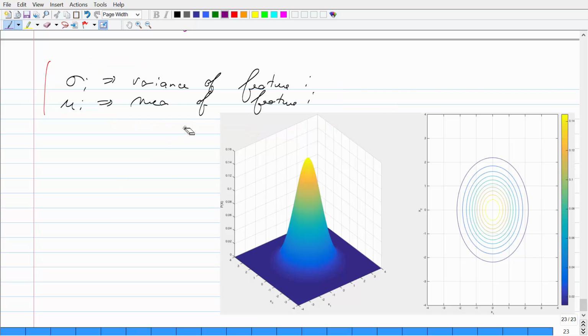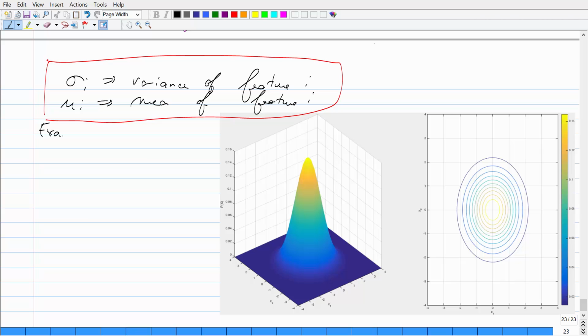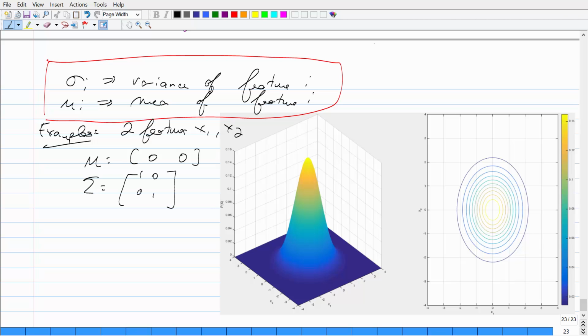Here's an example. Okay, some examples. So this is what happened. This is with two features, x1 and x2. In this particular case, the mean is centered at 0, 0, so x1 and x2 are 0, 0, and the covariance matrix is just the identity: 1, 0, 0, 1. So these are equal to 1. In 2 dimensions, this is what the curve looks like.